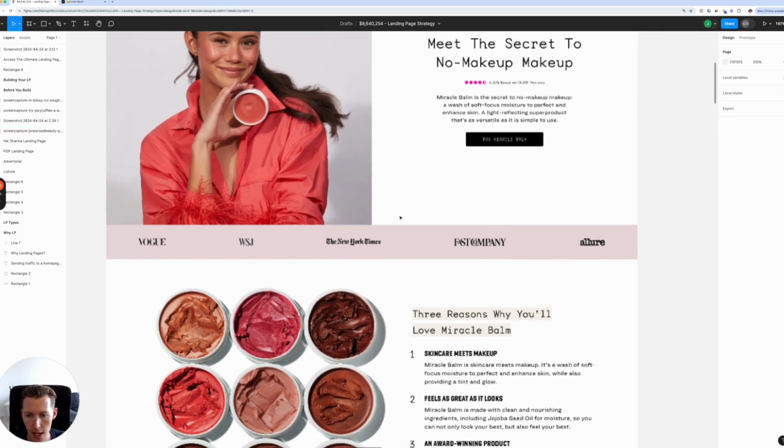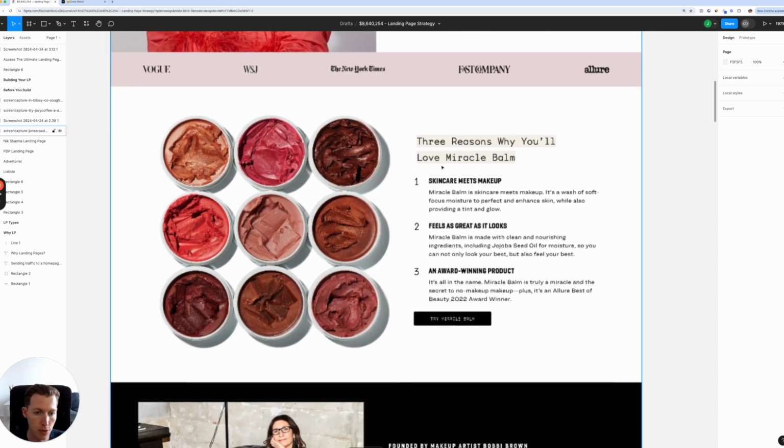Then comes a brag bar, so a press bar to instill some trust in the reader. Then they have 3 reasons why. So they have a listicle within this page, which is very quick, 3 reasons why you love the product, 1, 2, 3, and that it starts to educate the customer on why this product is different than others, why it is so great.